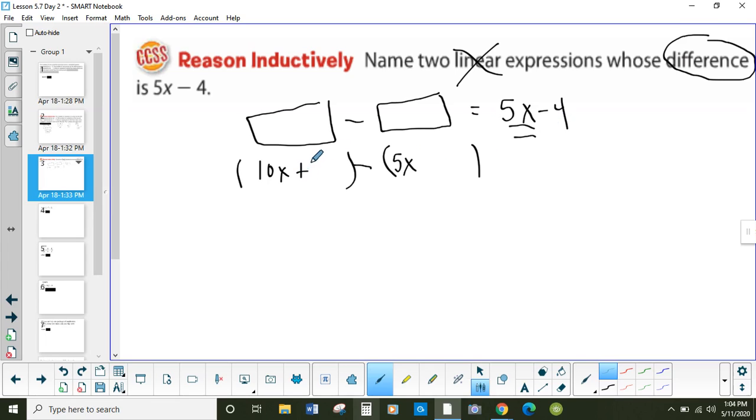How about a negative 4? What if I had a positive 1? If I had a positive 1, what would I have to take away from a positive 1 to get a negative 4? And the answer is you'd have to take away 5, right? Because that would give us a negative 4. So I'd have to take away, in parentheses, a positive 5. This should give me 5x minus 4.